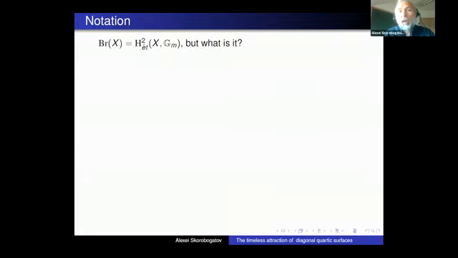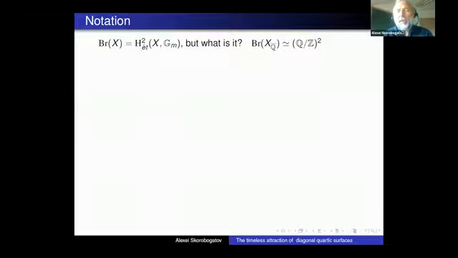In that case, we know that an important role is played by the Brauer group. For schemes, the Brauer group was defined by Grothendieck in the 60s as the second étale cohomology group of your scheme X with coefficients in G_m, the sheaf given by the multiplicative group. And the question is, what is this group? The way it appears is as follows.